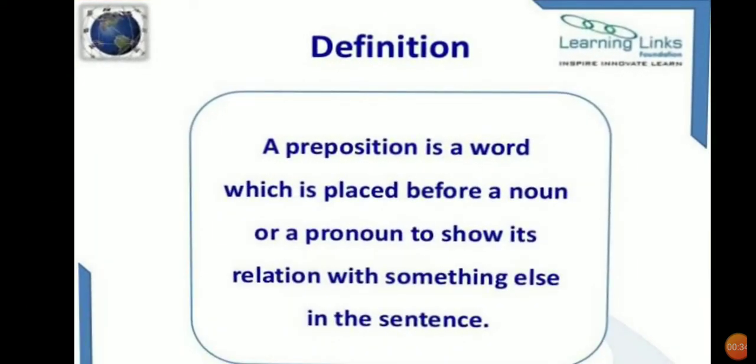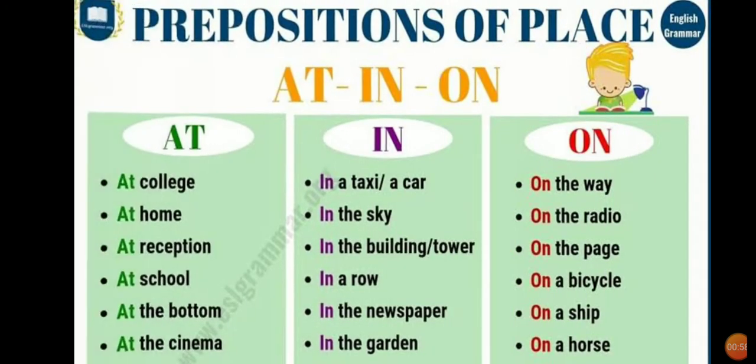A preposition is a word which is placed before a noun or a pronoun to show its relation with something else in the sentence. Means prepositions show a noun or pronoun in relation to place, time, movement, position, agency, manner, and so on. Let's see the use of the preposition, how to use in the sentences.